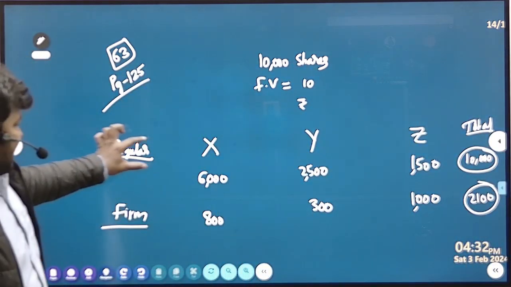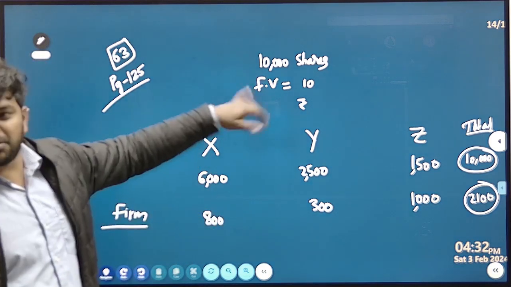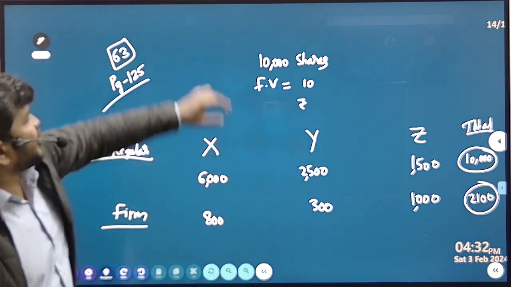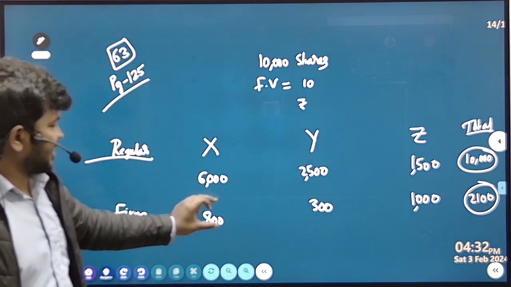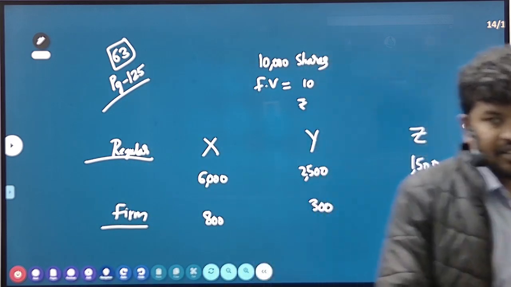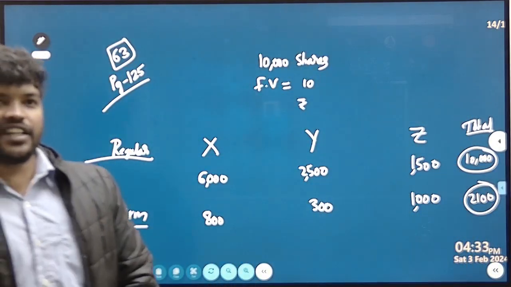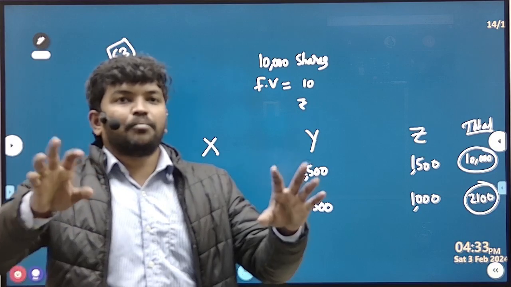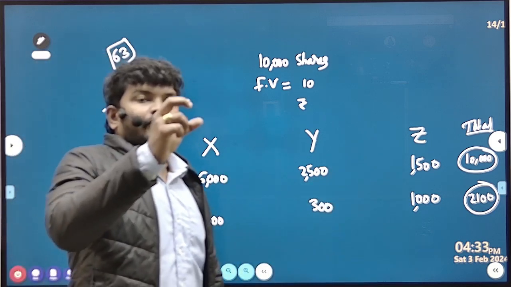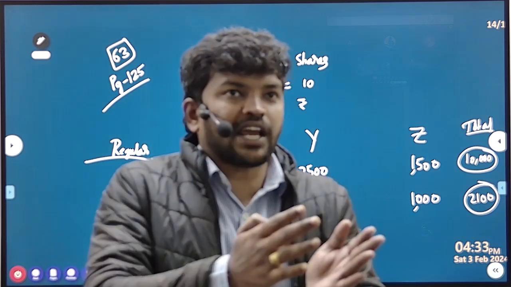What is regular underwriting? In case of under subscription, they will subscribe this many shares. What is firm underwriting? Irrespective of the subscription, they will take these shares for sure. So out of the 10,000 shares, 800 shares are purchased by X, 300 by Y, 1000 by Z. Firm is nothing but pakka, for sure they will take this number of shares. Firm underwriting is an agreement by the underwriters with the company to subscribe for a fixed number of shares.